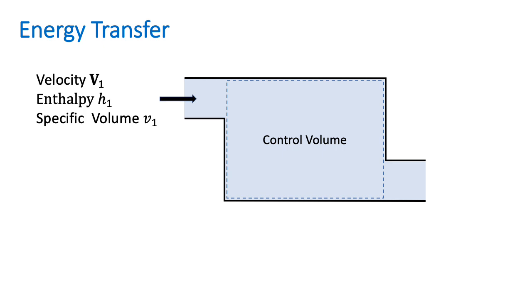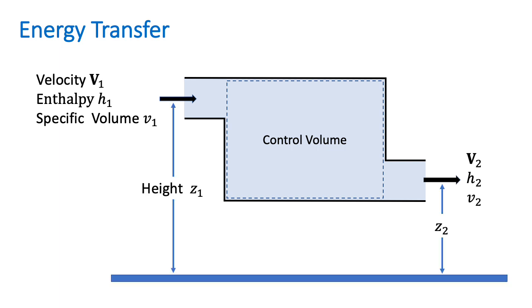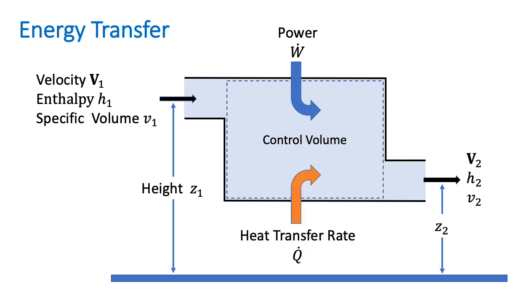So fluid is entering with a velocity V1, an enthalpy H1, and a specific volume v1. It leaves with the properties V2, H2, and v2. The height at the inlet is z1, and that is measured from some arbitrary datum level. The height at the exit is z2. There's work being done at a rate W dot, and there's heat transfer at a rate Q dot.